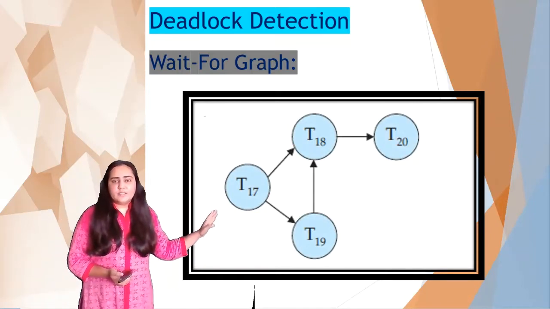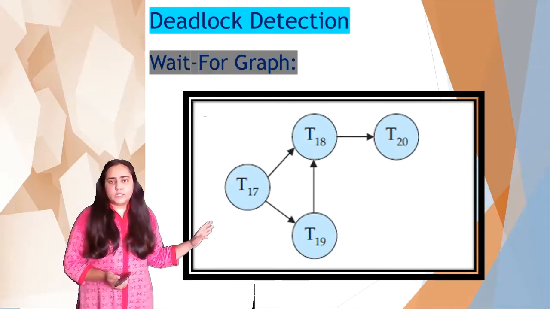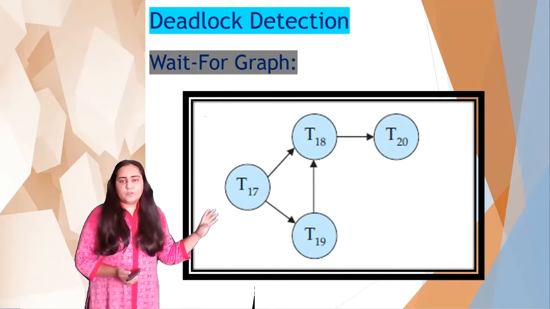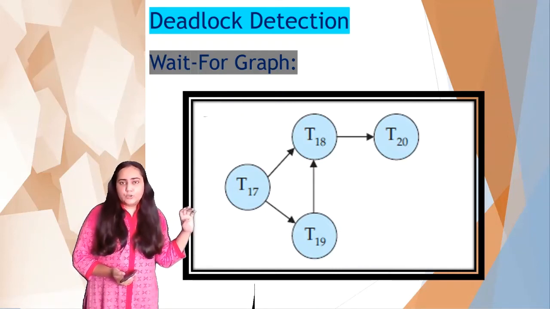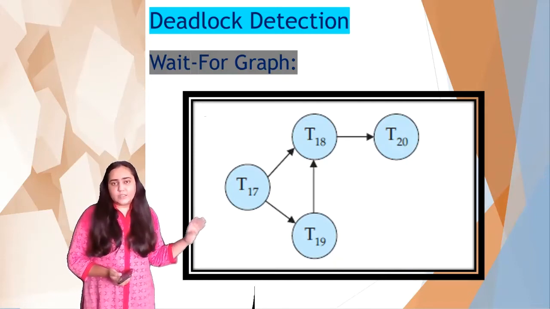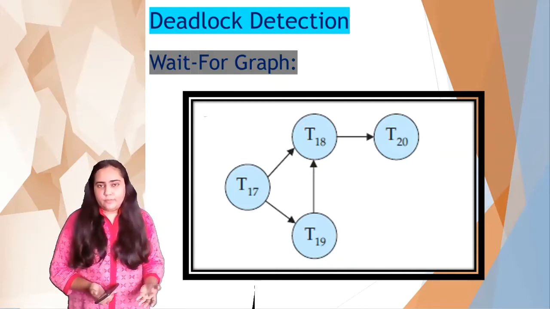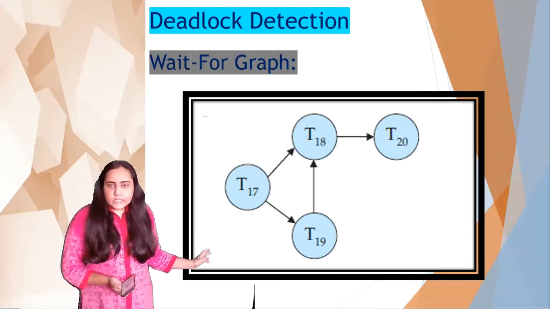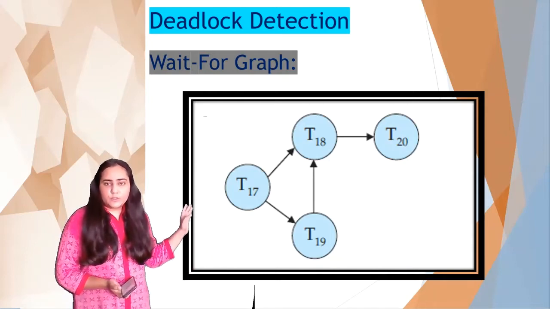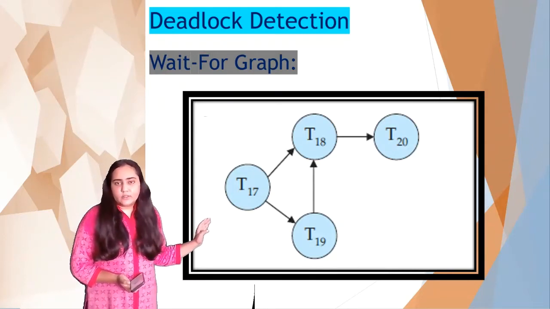Now in this graph, you can see that there are several transactions. You have T17, T18, T19, and T20. You can see there are arrows going out from T17 towards T18 and T19. This means that T17 is waiting for T18 and T19 to finish their work because it requires a data item from both of them. Below you can see T19 has an arrow going out towards T18. This means that T19 requires a data item from T18, and that's why it is waiting.